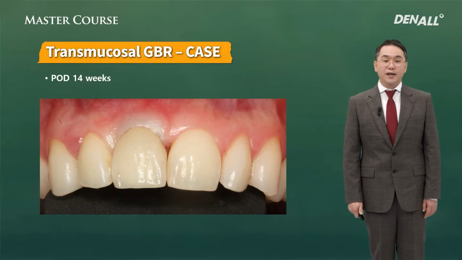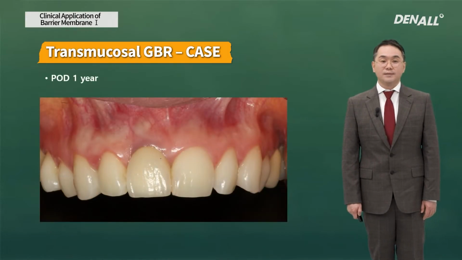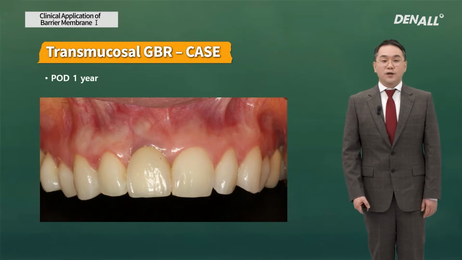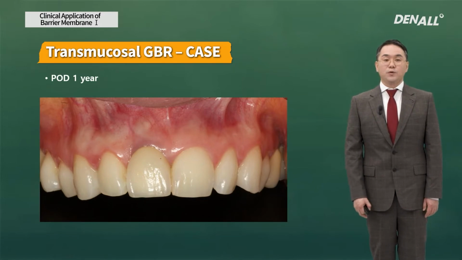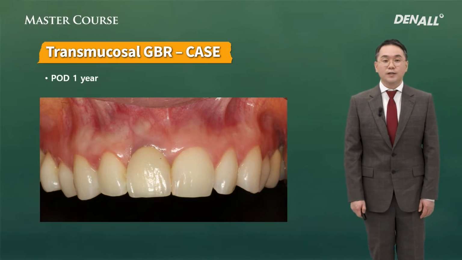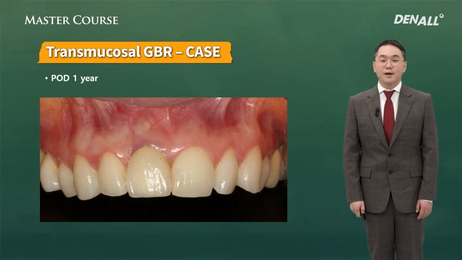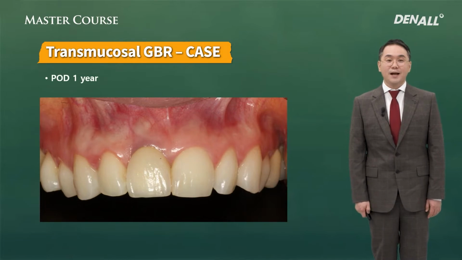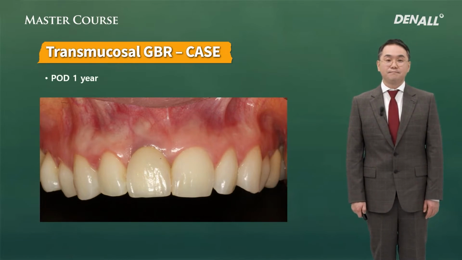After the final prosthesis was delivered, 1 year follow-up. As you can see, there was a big defect, but GBR was easily done without lowering the aesthetics of soft tissue. If you use a resorbable membrane like this, you will be able to do GBR easily.